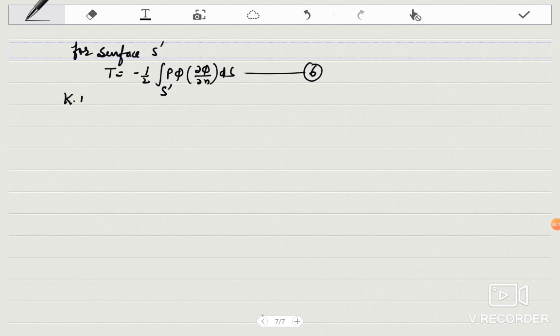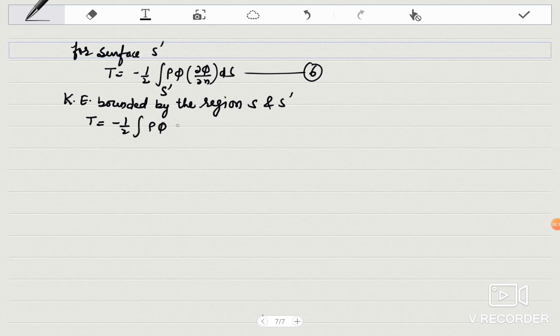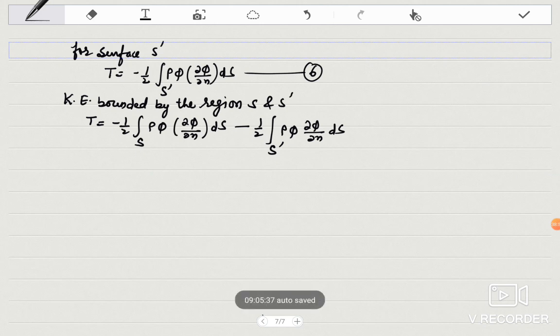Now what is the kinetic energy bounded by the region S and S dash? It will be half of rho phi delta n ds for the surface S, half of rho phi delta n ds for the surface S dash.